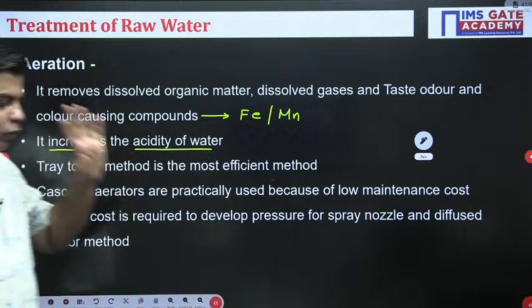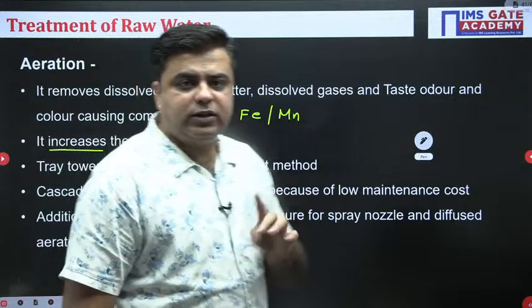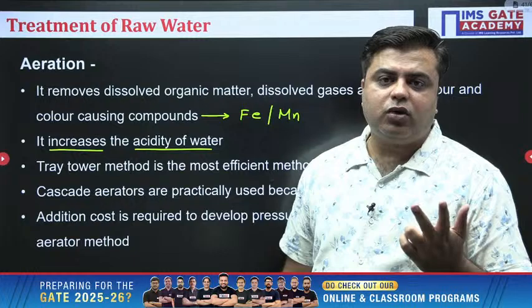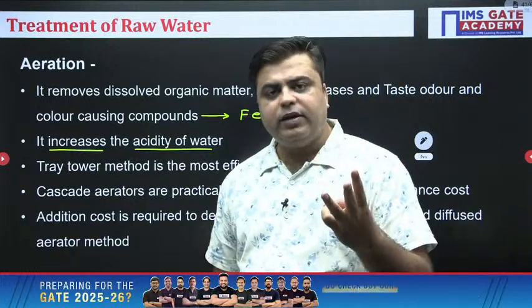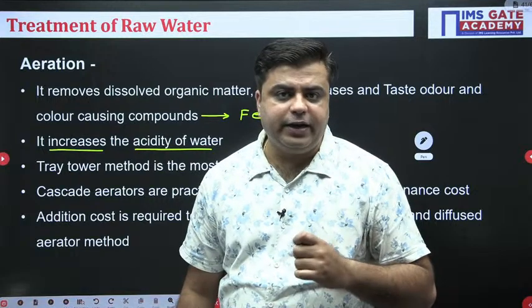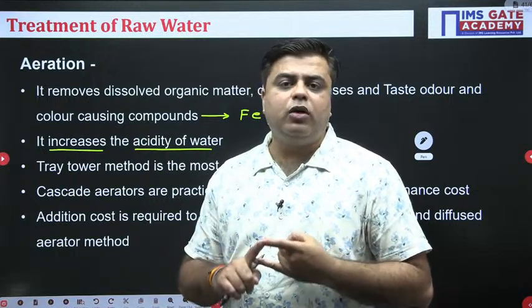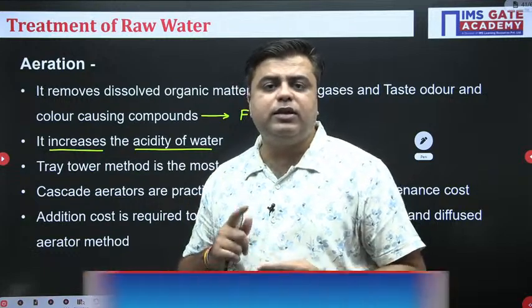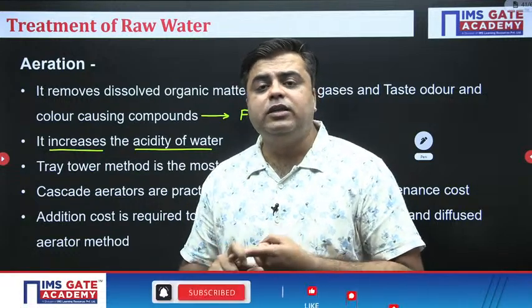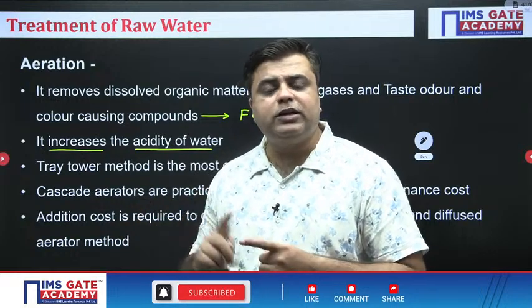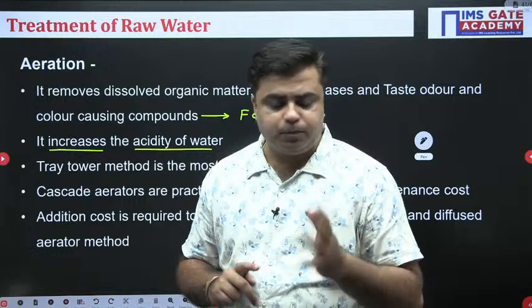Now there are 4 different methods of performing aeration. First one is called the spray nozzle method. Second one is called the tray tower method. Third one is called the cascade aerator. And fourth one is called the diffused aerator. A huge amount of cost is involved in developing pressure in the spray nozzle method and diffused aerator. That is why these 2 methods are not used to treat community water. These 2 methods are only used for personal use.